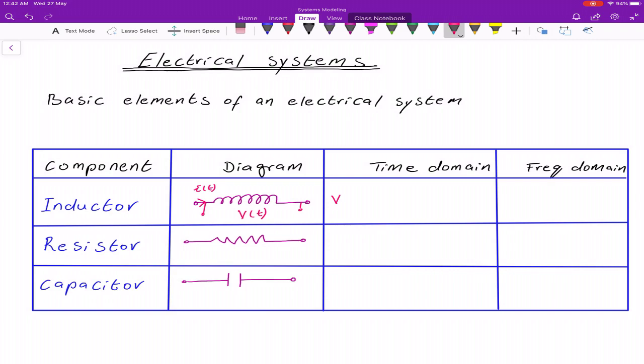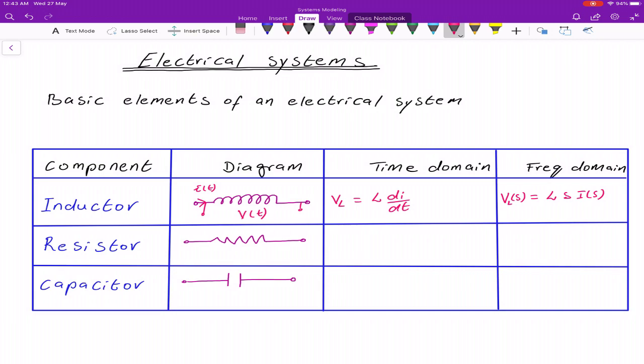the voltage drop, usually it's written V_L, so that you can say, okay, the L is for the inductor. It's equal to L di/dt. And for the frequency domain of this, all we do is we take the Laplace transform of it, and the Laplace transform of this is V(s) is equal to L s I(s).